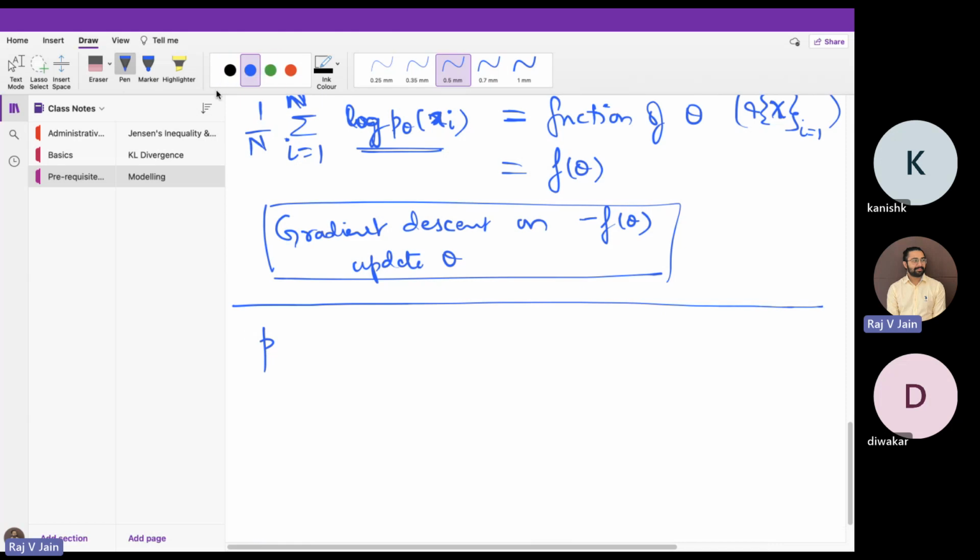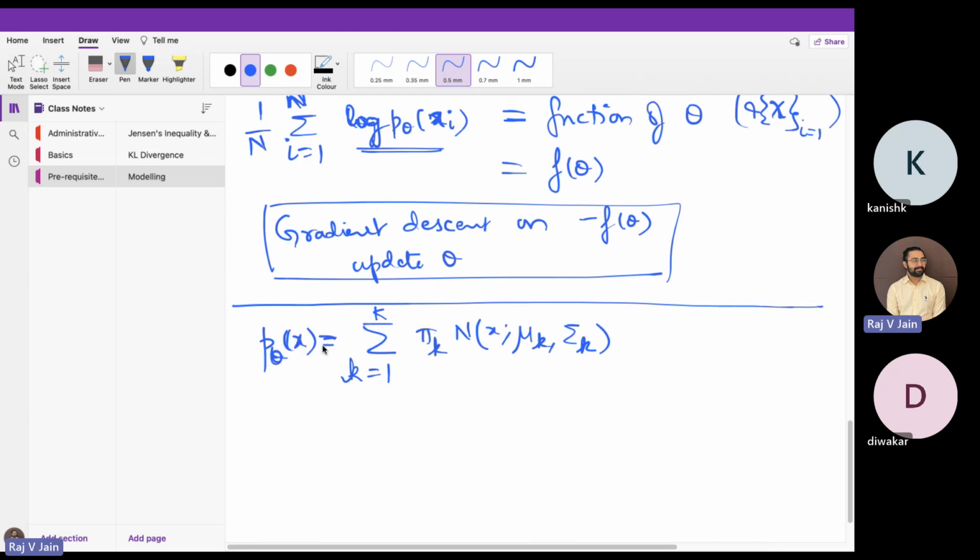Let's look at this example. Let's say I would say that p theta of x is a Gaussian mixture model. Let's hope I remember. Pi, let me use small k and capital K, x, mu k, sigma k. Yeah, this looks right.